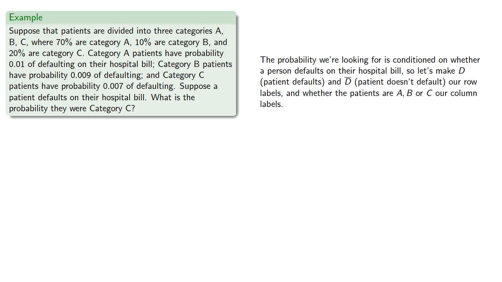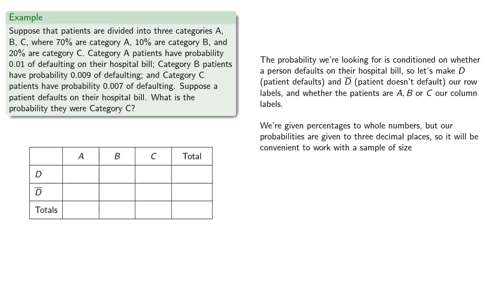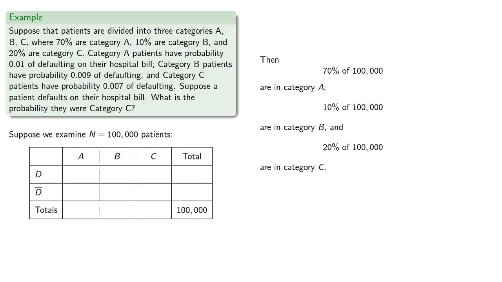So let's make D, that a patient defaults, and D complement row labels, and whether the patients are in A, B, or C column labels. We're given percentages to whole numbers, but our probabilities are given to 3 decimal places, so it will be convenient to work with a sample size of 100 times 1,000, 100,000. So suppose we examine 100,000 patients. Now, we know the percentages in each of the 3 categories, so we can fill out those totals.